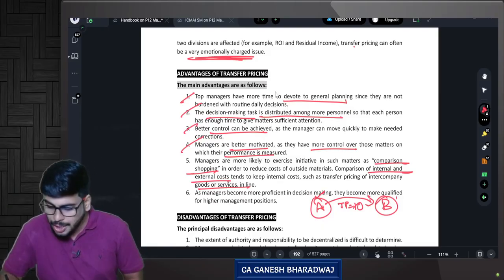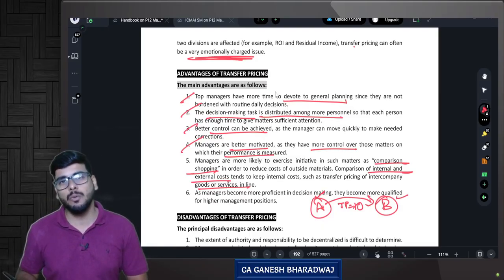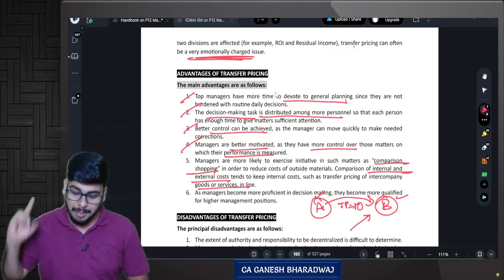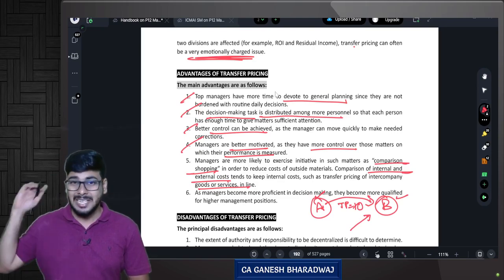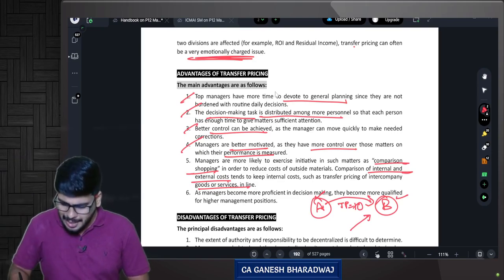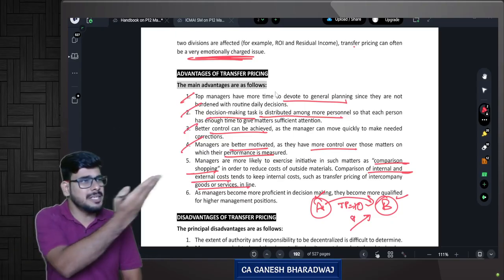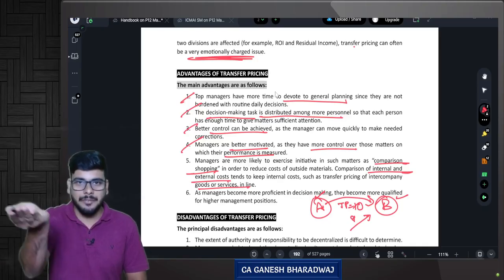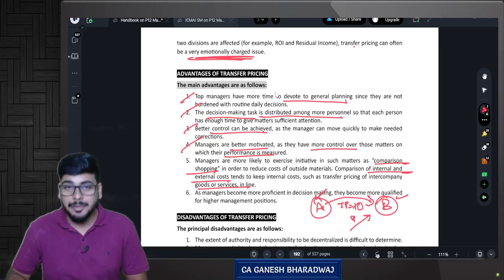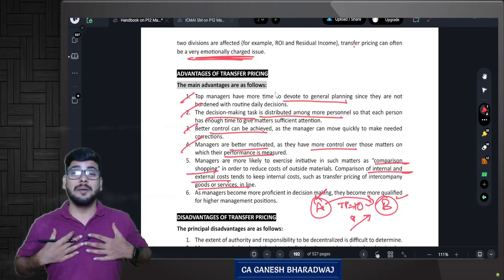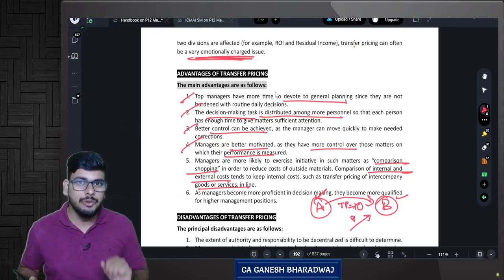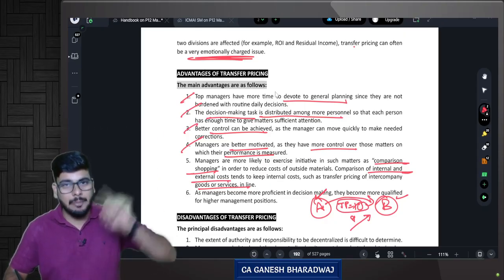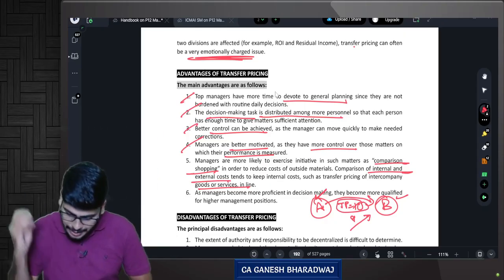Correct? Now, you are the manager of division B. Immediately, what will you do? You will think, suppose I buy this empty bottle from the external market, from the market in general. Now I need to pay only 9 rupees to buy it. Now, if I buy it from my own company, my own division, he is charging me 10 rupees. Now, you are the manager of division A. What will you do? Instead of buying the empty bottles from division A, you will buy it from an outsider. Correct or not? That is what they are mentioning here.